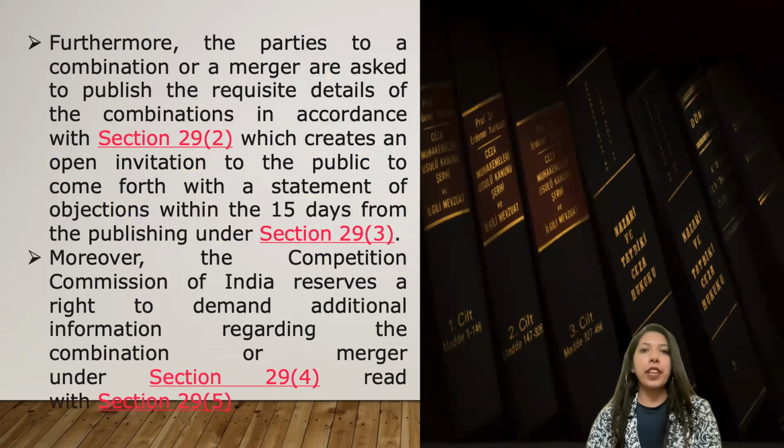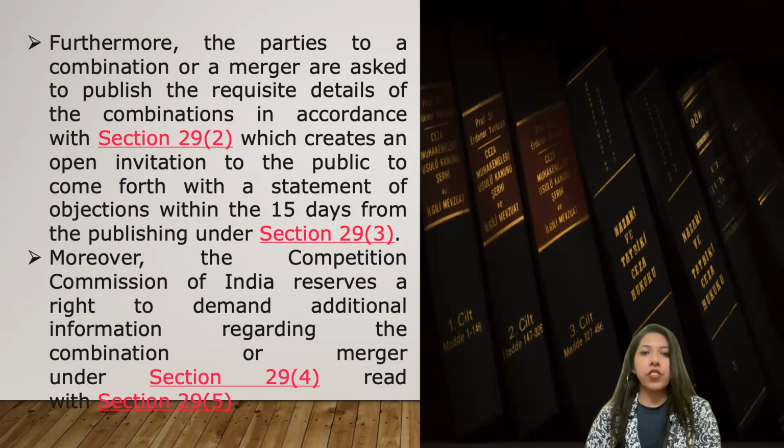Further, the parties to the combination are asked to publish requisite details of the combination in accordance with Section 29 subclause 2, which creates an open invitation to the public to come forth with a statement of objection if the public has any objection or any opinion. They can object within 50 days from the publishing under Section 26 subclause 3.